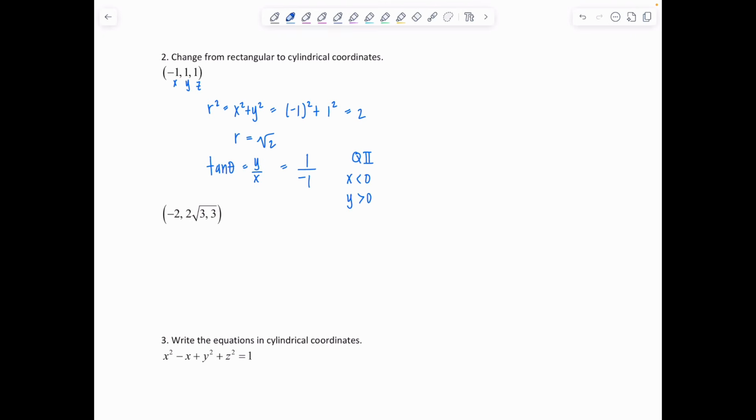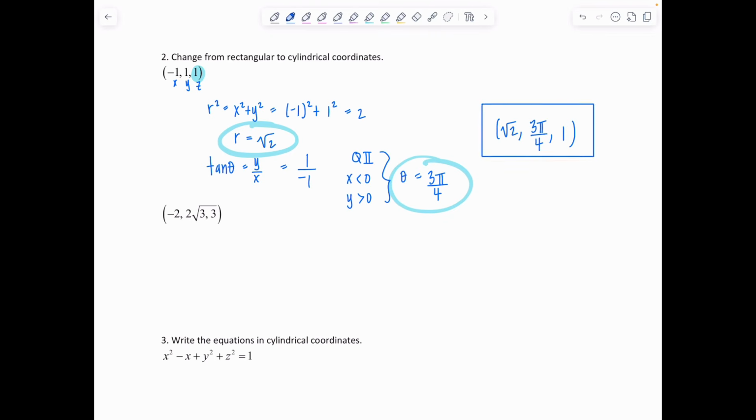So I know I'm going to have a pi over 4 reference angle, but being in quadrant 2 means that theta is equal to, that's right, 3 pi over 4. And z doesn't change. So I've got r, I've got theta, and then we keep z the same. So in cylindrical, this is going to be root 2, 3 pi over 4, and positive 1. Okay? Good. Why don't you guys try the next one?